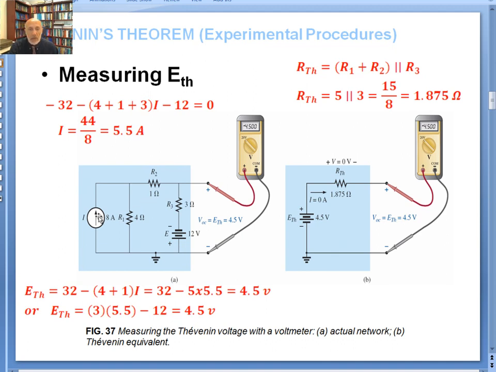For R Thevenin, this is open. These two are connected in series, so you've got 5 in parallel with 3, which gives you 1.875. So that's the model. If I build this model in a lab and put a voltmeter there, of course you're going to read exactly 4.5 volts. So it's really straightforward in a lab to measure V open circuit, which is E Thevenin. Just open circuit the terminals you're interested in, A and B, and simply measure the voltage there.